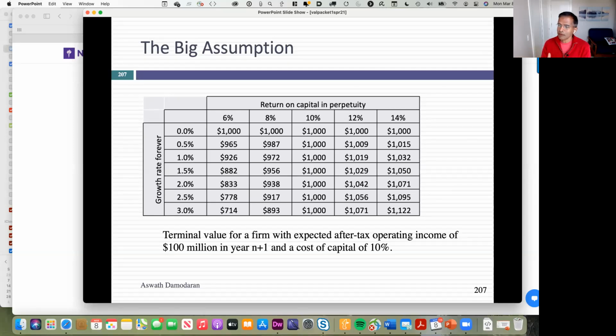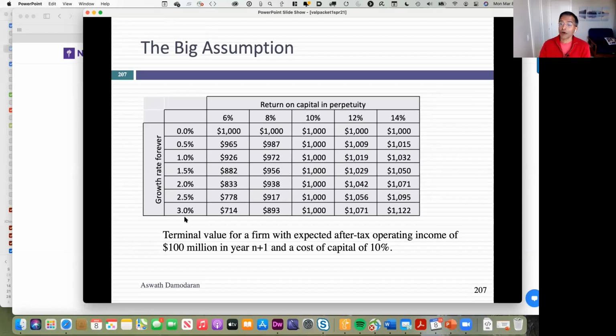And I tried some combinations. So here's what I'm going to do for this firm. I'm going to look at what its present value today will be for different returns on capital, ranging from 6% to 14%. Remember, the cost of capital stays at 10%. I'm just changing the return on capital. Let's take the easiest one. Let's say you have a company with a return on capital of exactly 10%, equal to the cost of capital. And I change my stable growth rate from 0% to 3%.